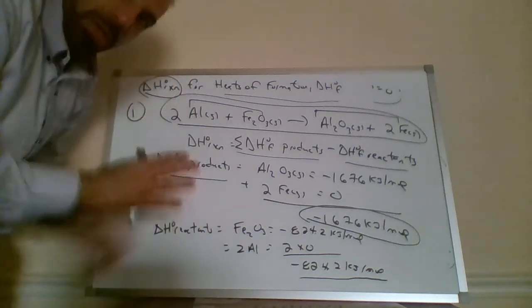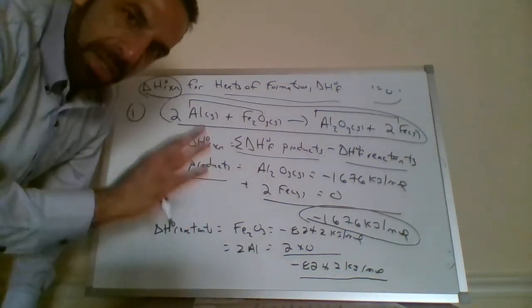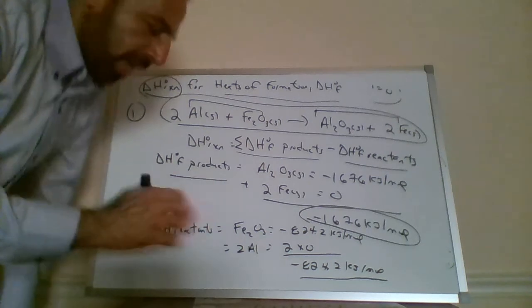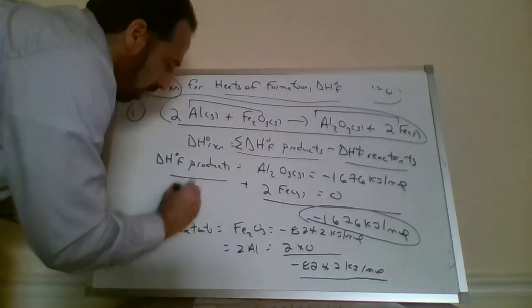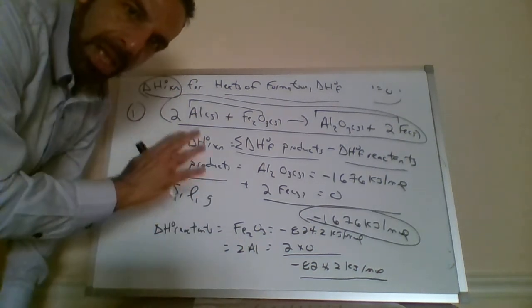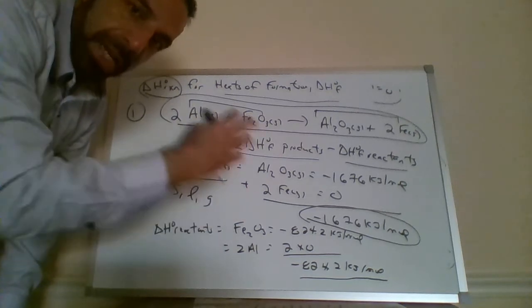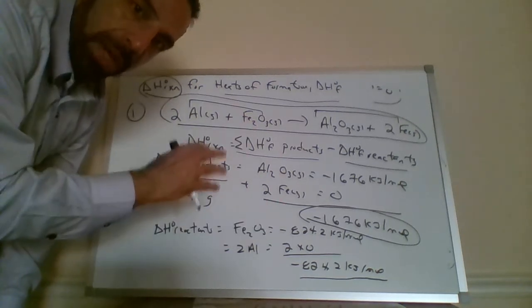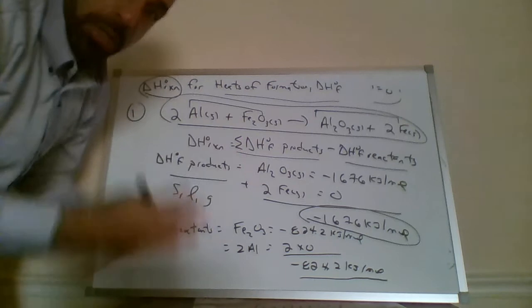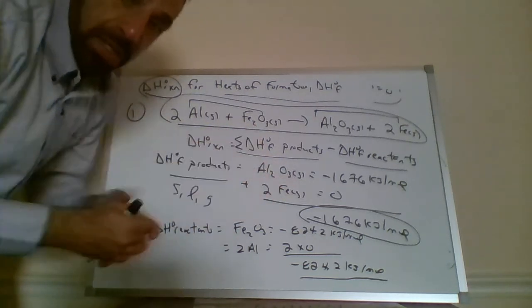A couple of things when you're looking this up in a table: pay particular attention to their physical states. It makes a difference if it's a solid, liquid, or gas. For example, the heat of formation of water in the gas phase is going to be different than the heat of formation of water in the liquid phase. So pay attention if it's liquid, gas, aqueous, etc.